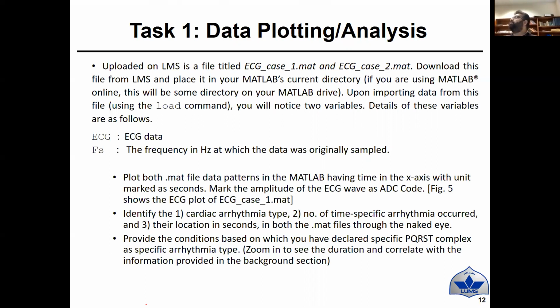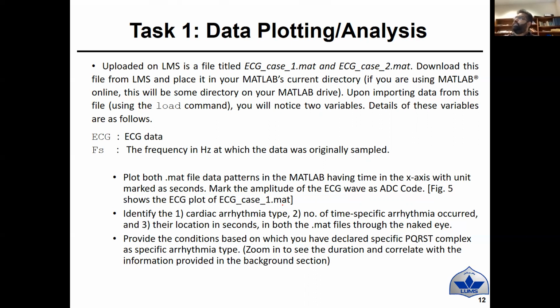After plotting, you can manually identify the arrhythmia type, by naked eye. Is it PVC? Is it VT, or any arrhythmia, or none? You don't have to worry too much. Also, you can see the PQRST patterns, which you just identified, in ECG case one, easily. So the first three parts are mainly just finding those plots.